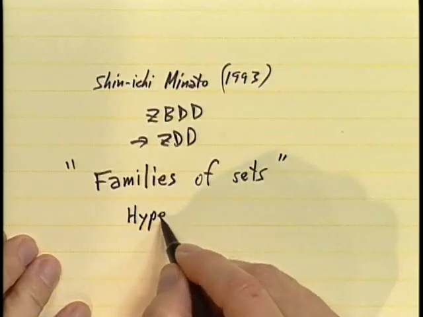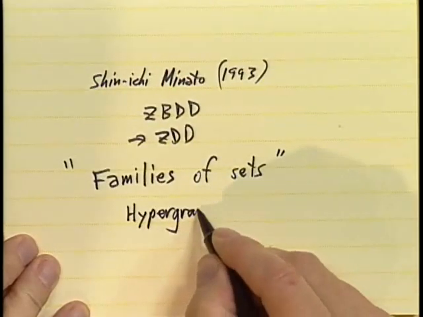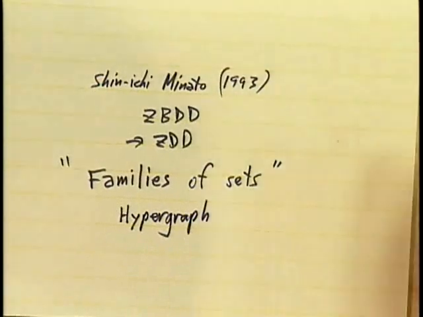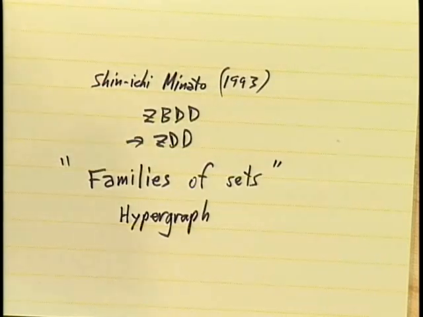In fact, the fancy name is really a hypergraph. A hypergraph is a family of sets. You know what a graph is? A graph is a set of edges, a family of edges, and each edge has two elements in it. Well, a hypergraph is a family of edges, but each edge might have any number of elements in it.